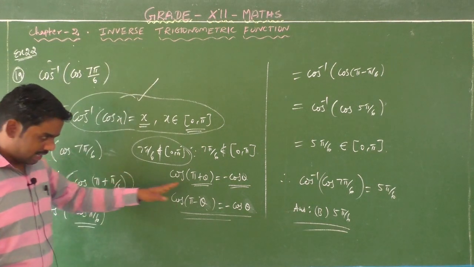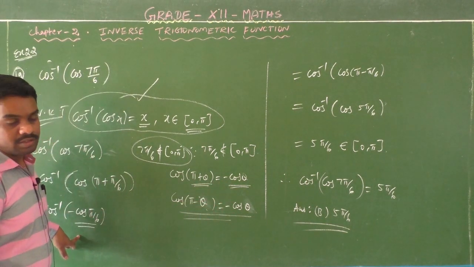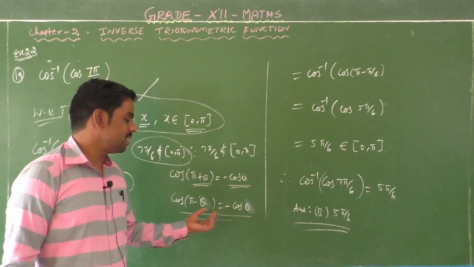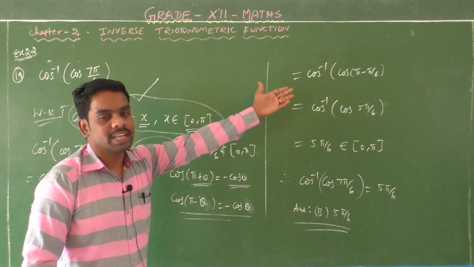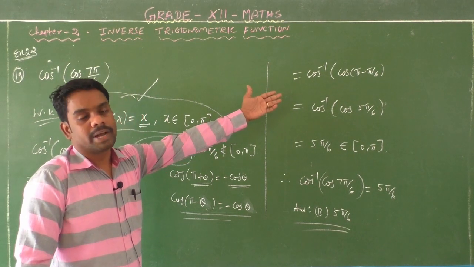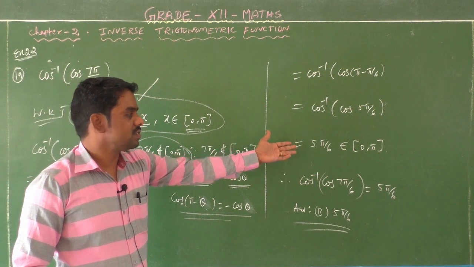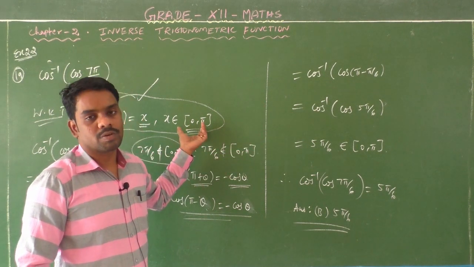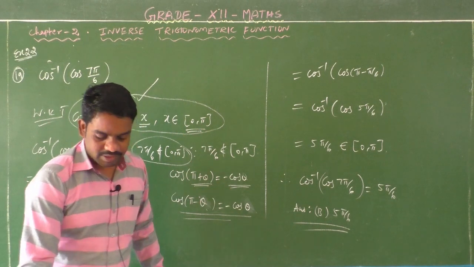So the cos of pi plus theta formula gives minus cos pi by 6. Minus cos pi by 6 is written in the form of the cos of pi minus theta formula. So cos inverse of cos of pi minus pi by 6. Simplify this value: pi minus pi by 6 is equal to 5 pi by 6. So 5 pi by 6 belongs to the closed interval 0 comma pi. So the required answer is 5 pi by 6. Very, very easy question. Okay?